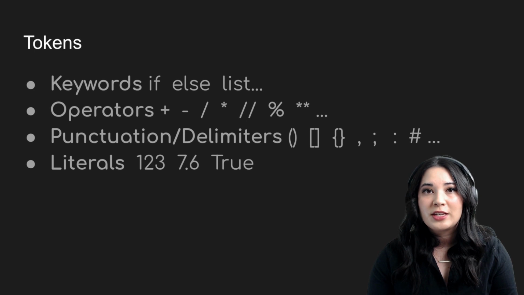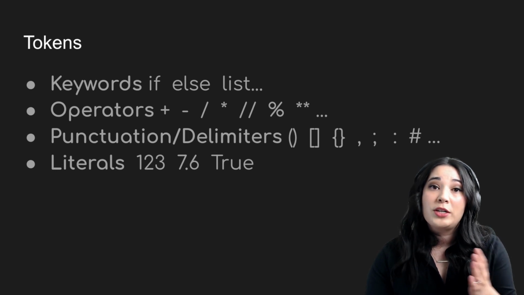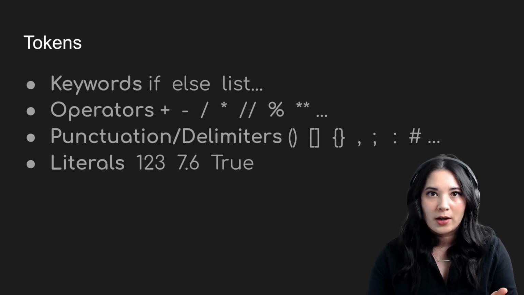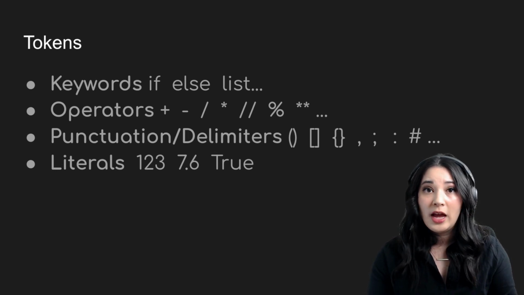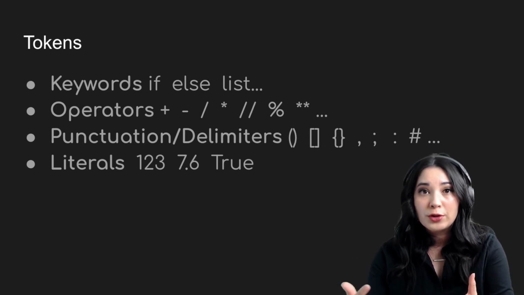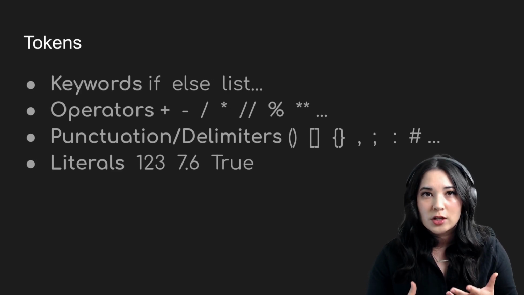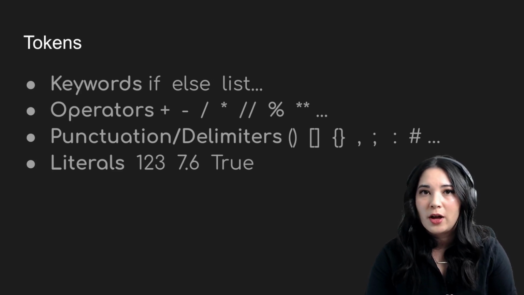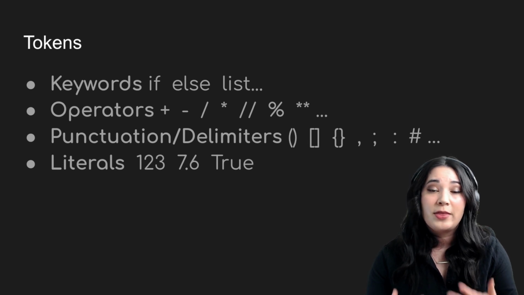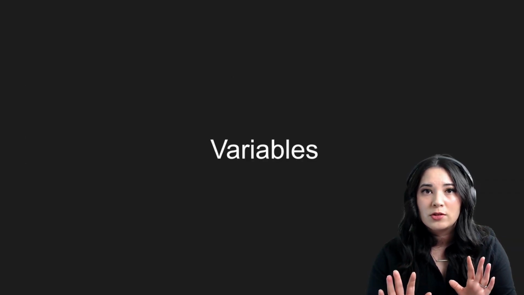And last but not least, we have literals. Literals are values that, again, mean something specific to Python. For instance, 123 means the number 123. And the word True with a capital T means that something is true, which is a Boolean value as opposed to False. Because these words mean something particular to Python, we can only use them in the way Python expects us to. Which brings us to variables.